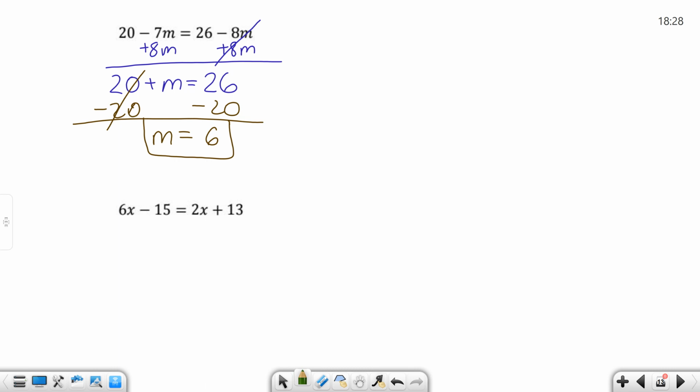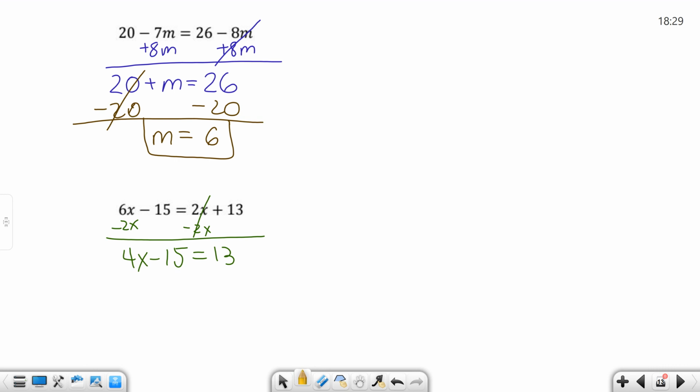So in my class, I say, what do you want to move? And if they say 15, I go, whoa, there's no 15 up here. They're like, yeah, it is. I'm like, no, there's not. And I make them tell me it's the negative 15 because the negative goes with the 15 there. So I'm going to move the 2x. How do I move the 2x? Subtract it from both sides. That cancels over there, and I'm left with 4x minus 15 equals 13.